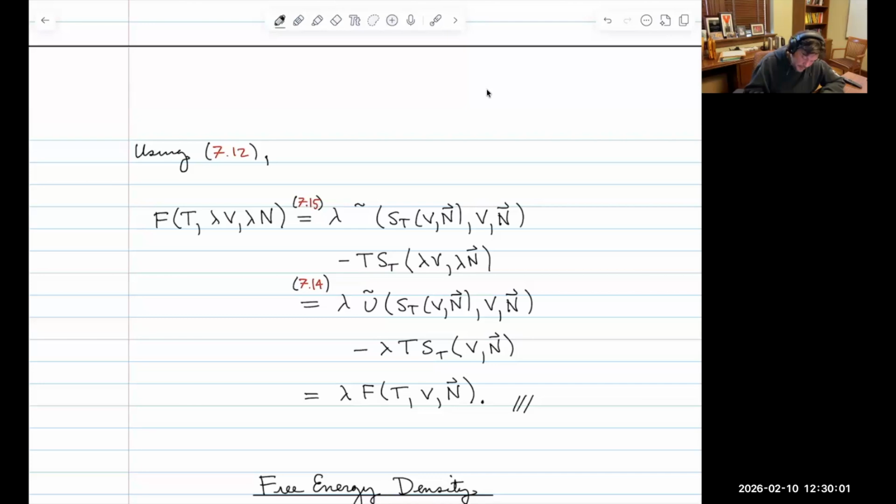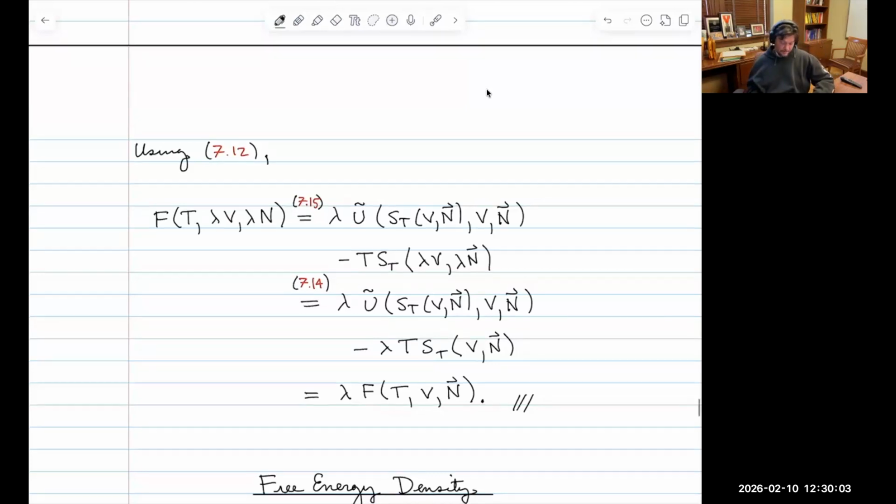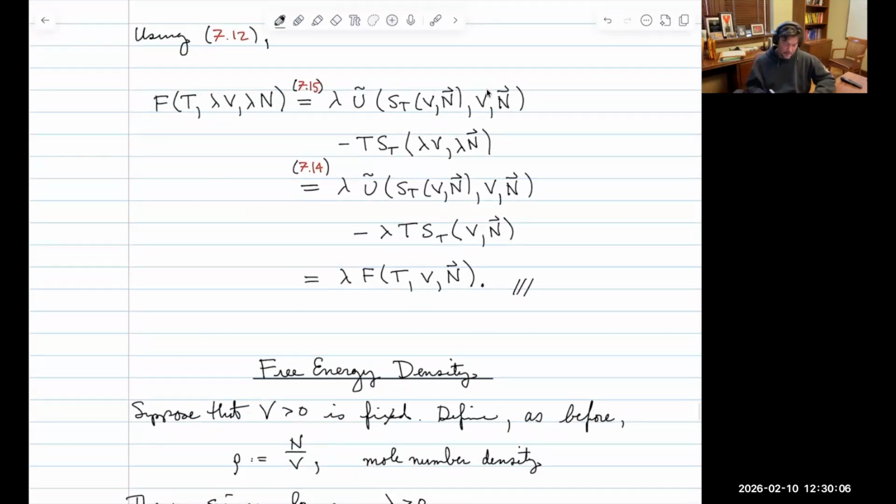Let's see. I don't like the look of that one. No, that looks a little bit better. But I hope it's all there. It may be a complicated proof to read, but please do read it and let me know what you think about that.